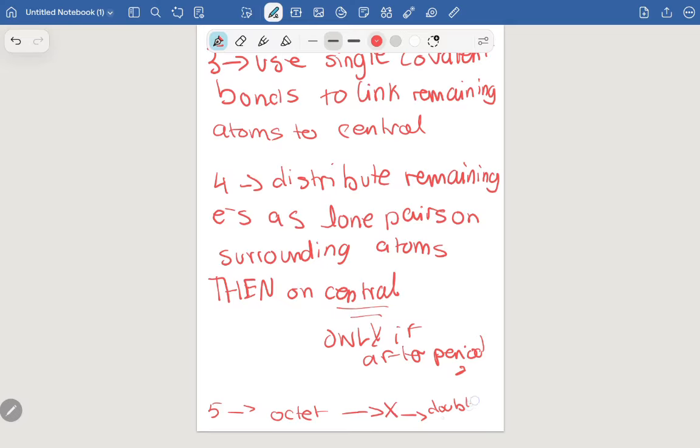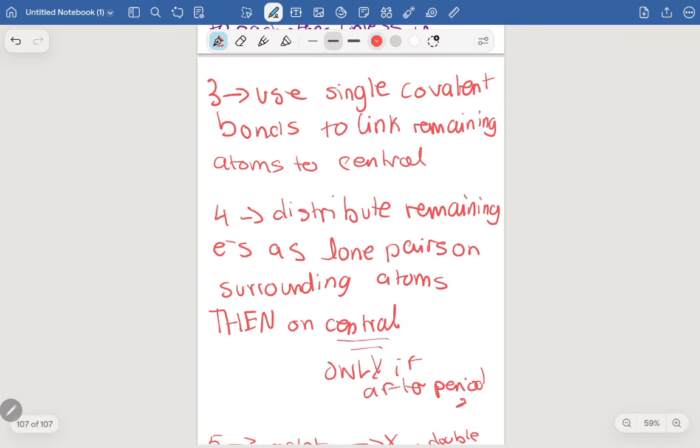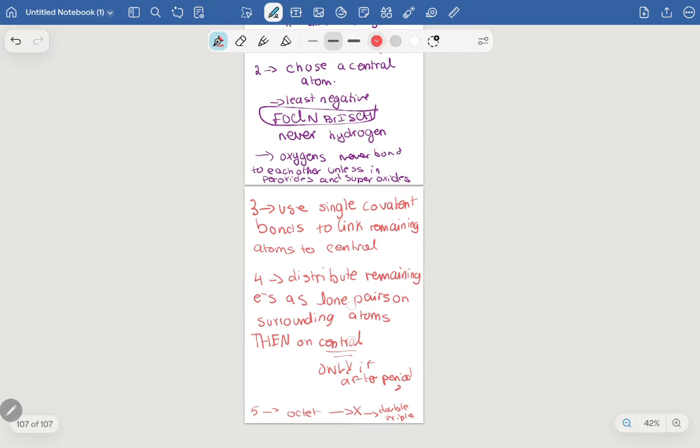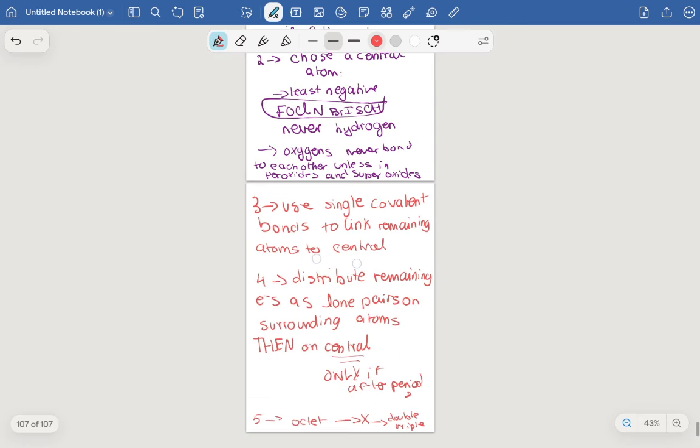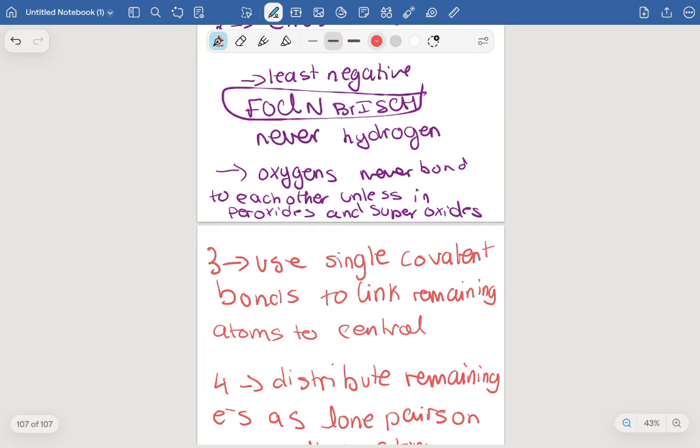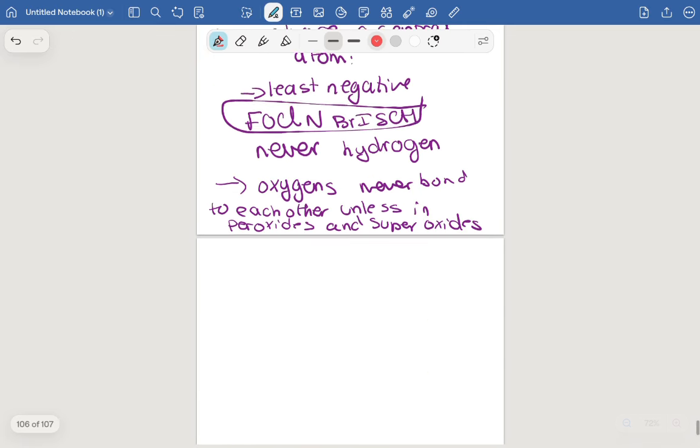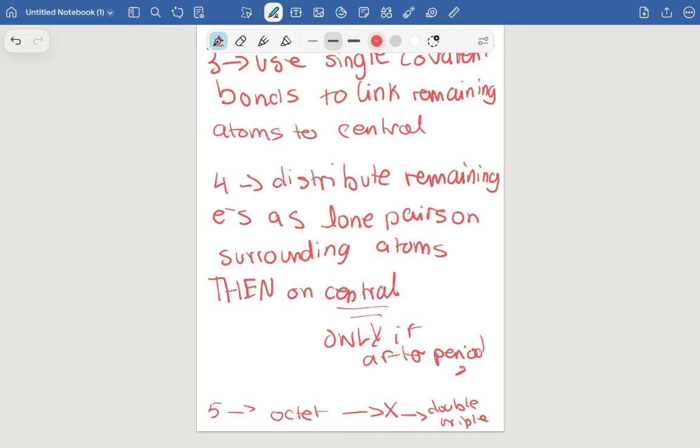Let me try and zoom out as much as I can. I don't think it will let me, but here I'm trying my best. It's fine. So this is all of the rules for the Lewis structure. So let's take a practice example on this.